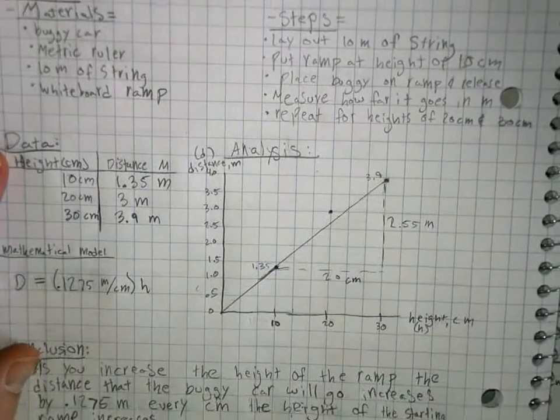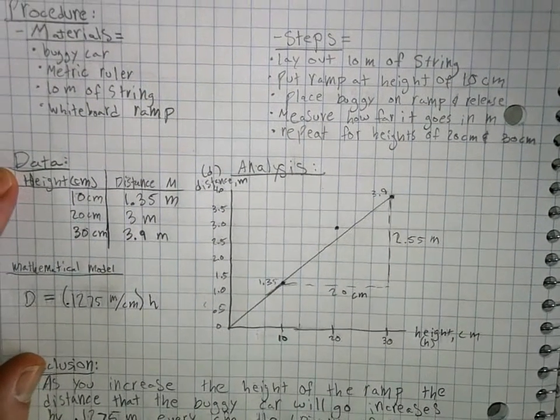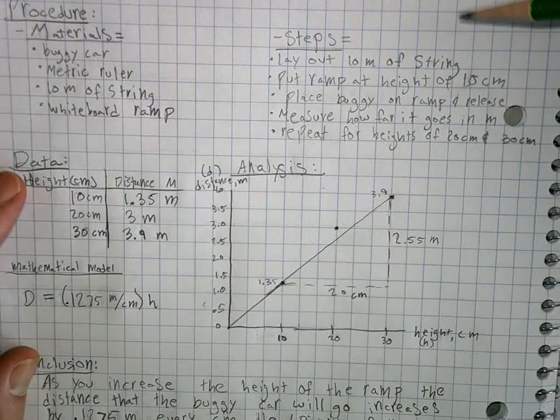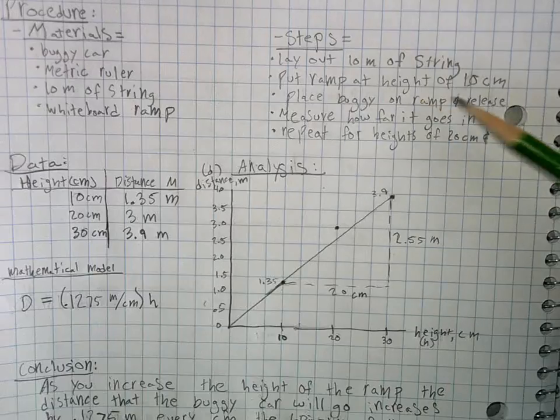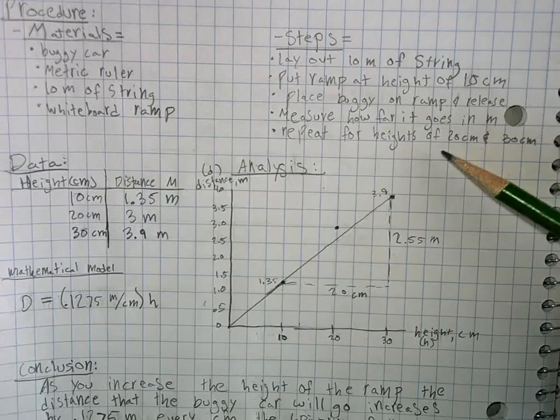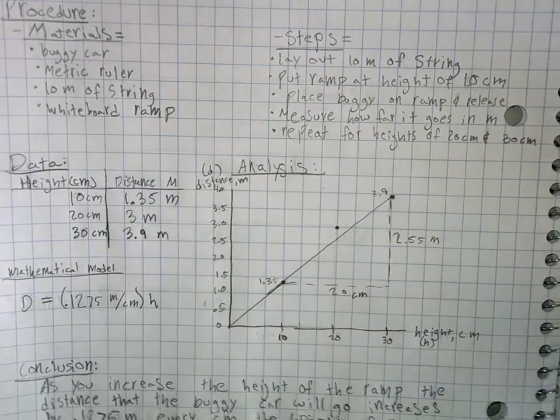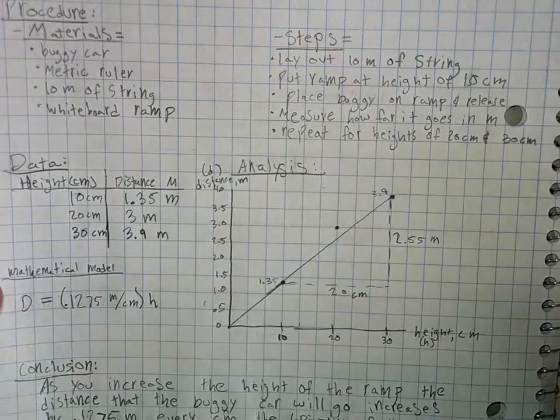So they've got their procedure. Here are the materials, and here are the steps. We laid out the 10 meters of string, put the ramp at a height of 10 centimeters, place the buggy car on the ramp and release, measure how far it went, and repeat for 20 and 30 centimeters. Very nice, succinct procedure. I like it.